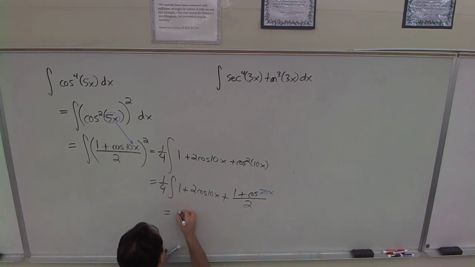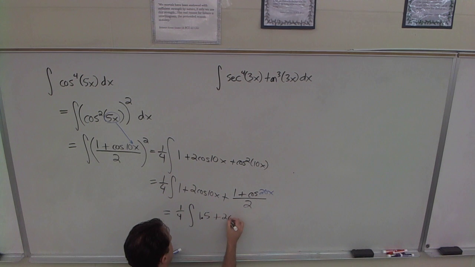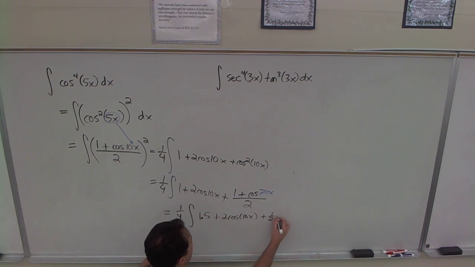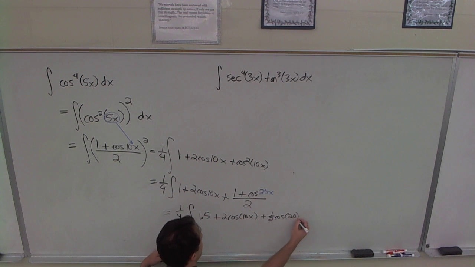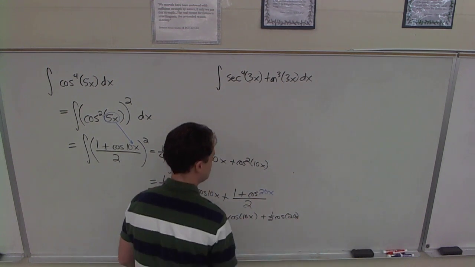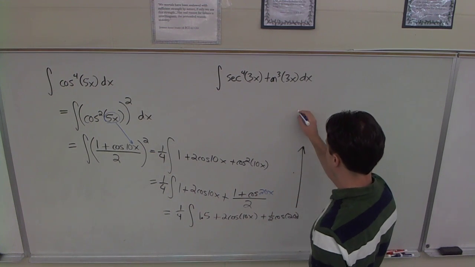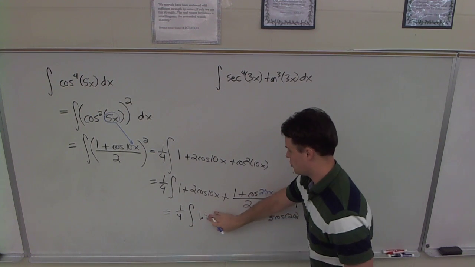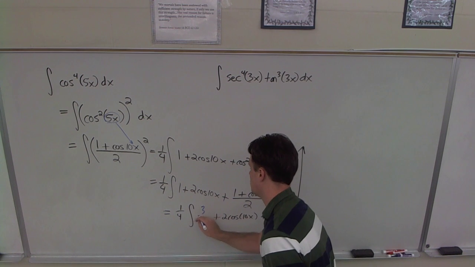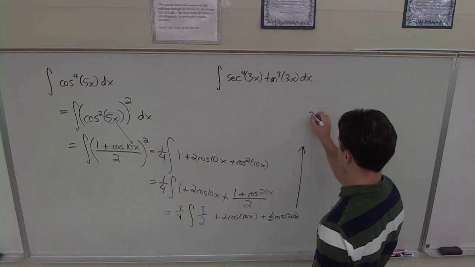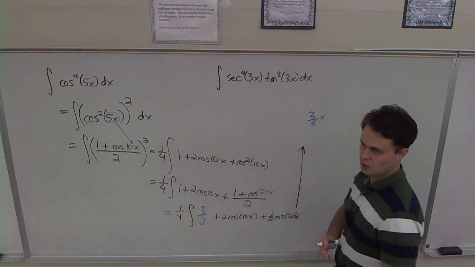And so let's simplify a little bit: 1/4 integral of 1/2 plus 1 is 1.5, plus 2 cosine of 10x plus 1/2 cosine of 20x. Now I think we can finally integrate each of those little pieces. Let's do it up here. So the final answer should be, what's a quarter? Oh, that's right, this is a fraction. Come on, I should know that in calculus. That's going to be 3/8 x.